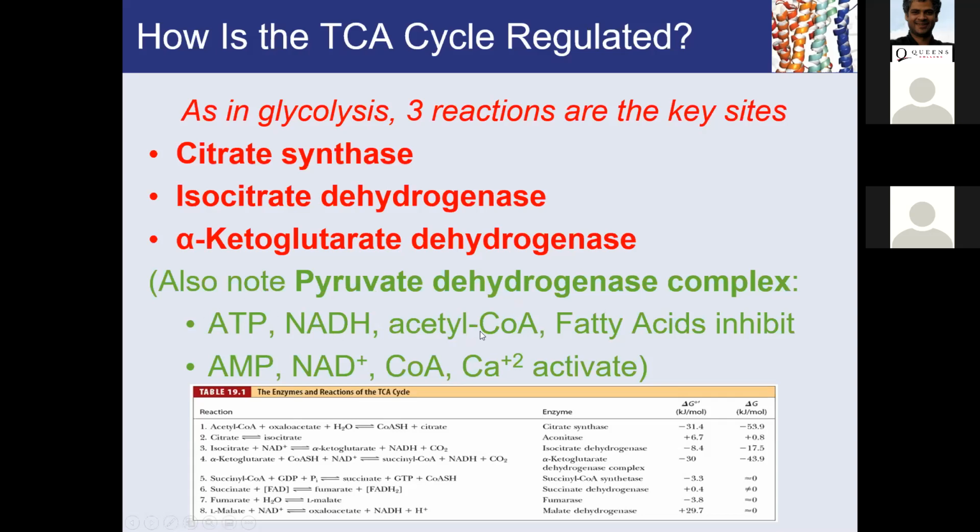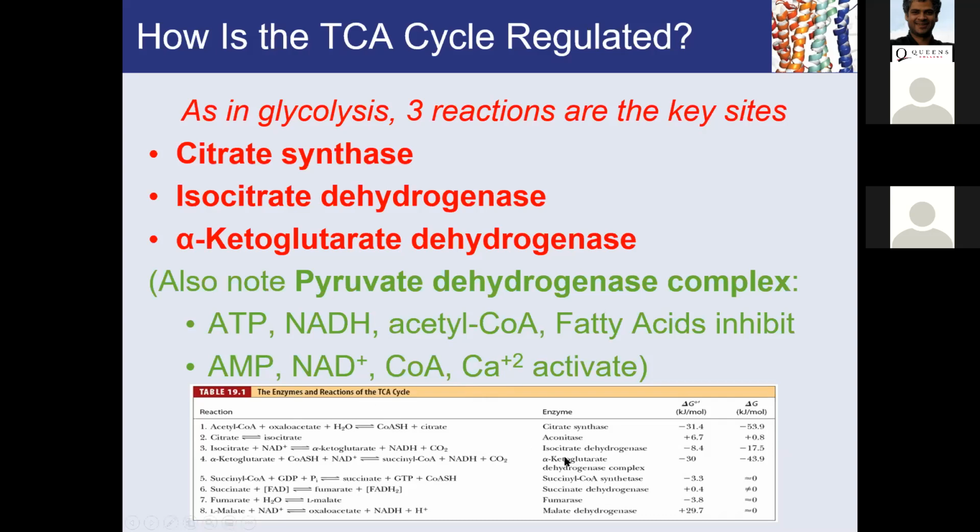ATP, NADH, acetyl coenzyme A, and fatty acids usually inhibit pyruvate dehydrogenase complex. And AMP, NAD plus, coenzyme A, calcium will activate it. Whenever you see calcium as an allosteric ligand, calcium ion reflects the need for ATP, because typically when the muscles contract, you have calcium levels going up. And that's a signal that the energy status of the cell is low. So that's something that you already know.